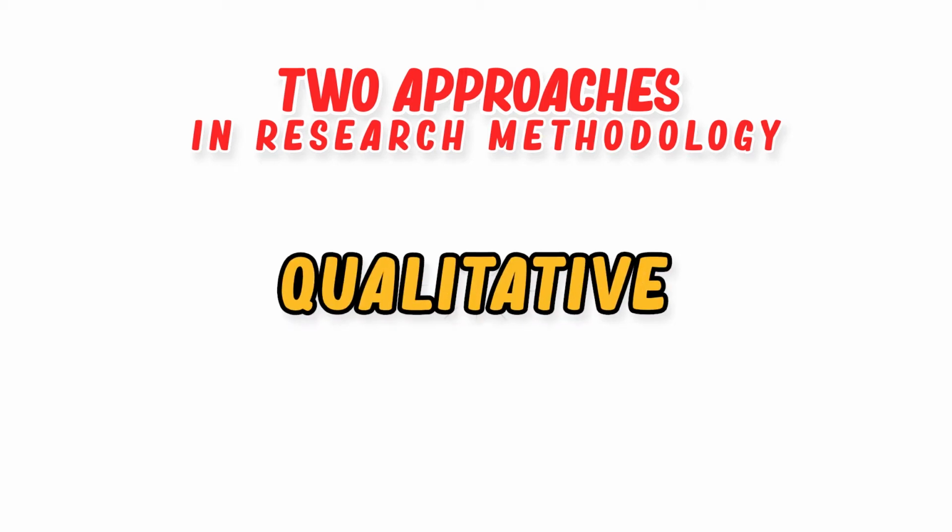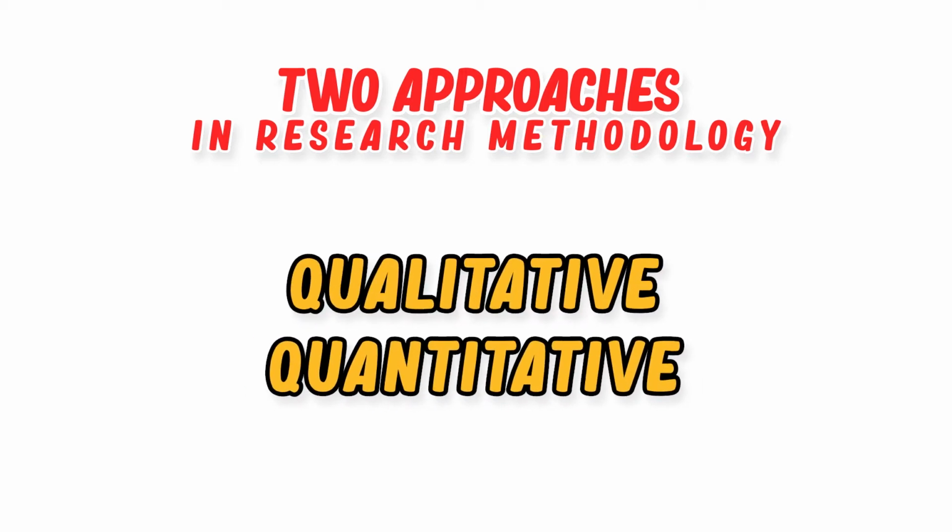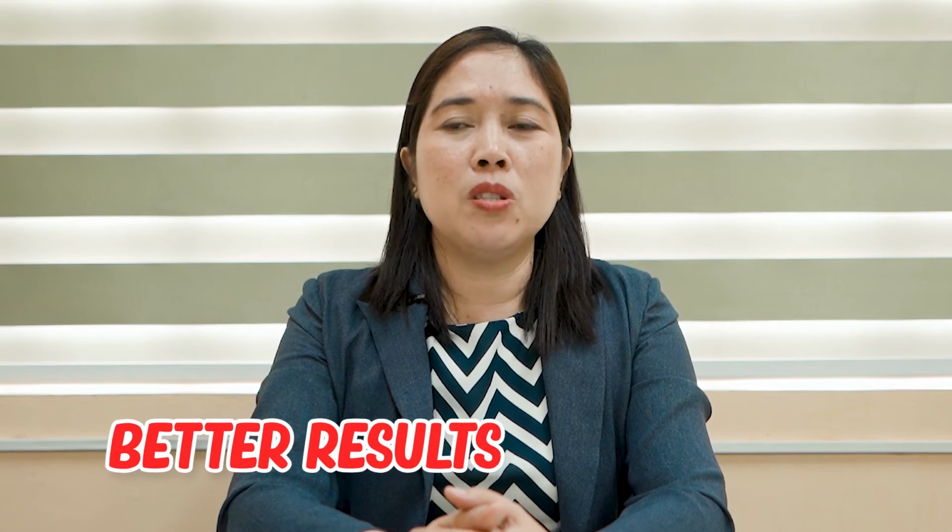Generally, there are two approaches in research methodology. First, qualitative, and second, quantitative. The approach that you will choose will depend on the research question that you seek to answer. Action research may use qualitative or quantitative only, but the use of the combination of qualitative and quantitative will lead to better results as it looks into the action research process in two or more perspectives.